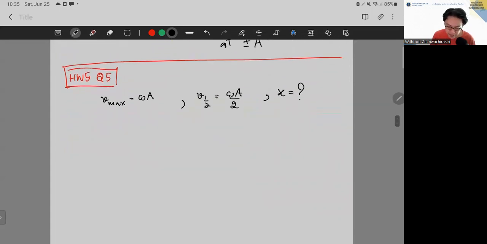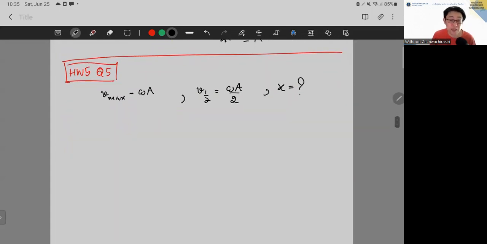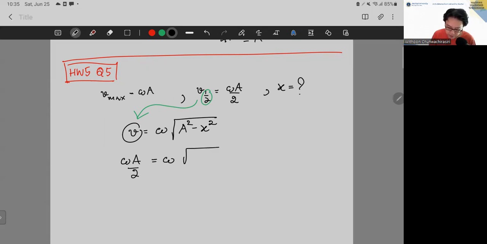And we have already seen that you have the relationship between the speed and the position, given that the speed can be written as omega square root A squared minus X squared. Cool? Now what you have over here is, I want the speed to be, I put the subscript here, a half speed, so half of the maximum. So what you have to do is just substitute it in: omega A over 2 equals omega square root A squared minus X squared.